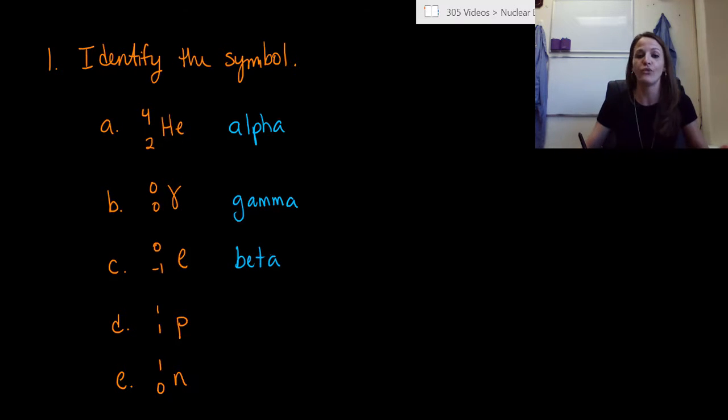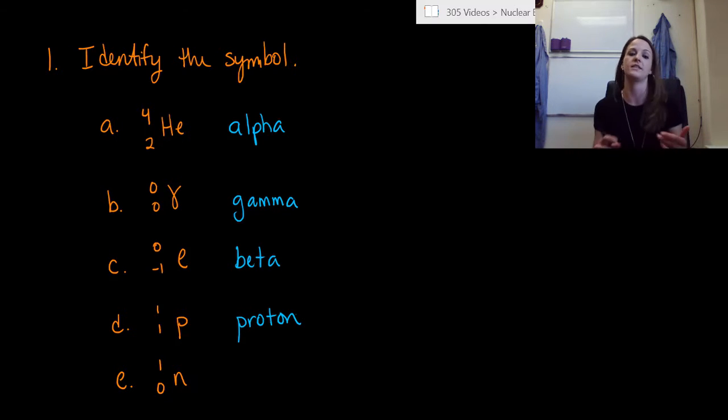Now, P, hopefully right away made you think proton. A proton always has an atomic number of 1, which means its mass number has to be 1. Sometimes you'll hear people refer to a proton as hydrogen. Keep that in the back of your mind for when we hit the very last module of this semester. It will come back and hopefully you'll understand a little bit more about that.